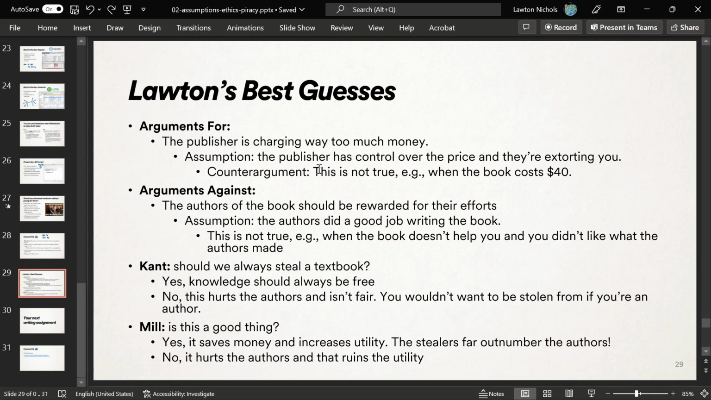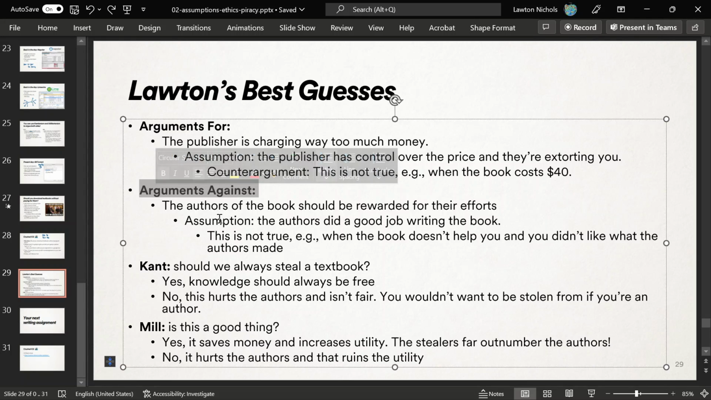Maybe you should give back and buy them because maybe the author gets $1 or something. Maybe that's okay. All right. An argument against would be, well, something that we've said, the author should be rewarded for their efforts. That would be nice. And the assumption for that is, why should the authors be rewarded? Well, they did a good job when they wrote the book. I think we've read some textbooks probably in our lifetimes that are just horribly written. We shouldn't be giving anybody money for those. Okay? So it's not true when the book doesn't help you, or you don't like what the author's made.